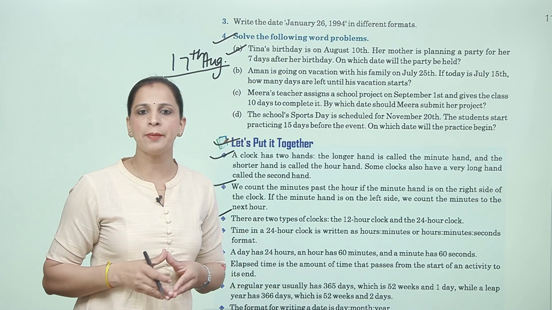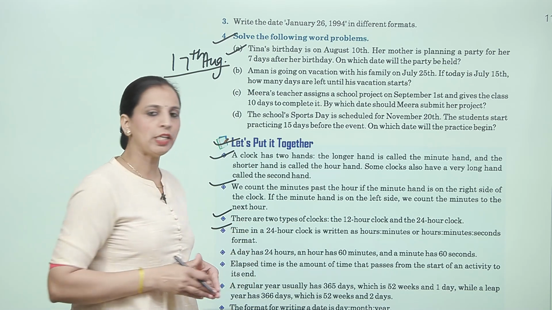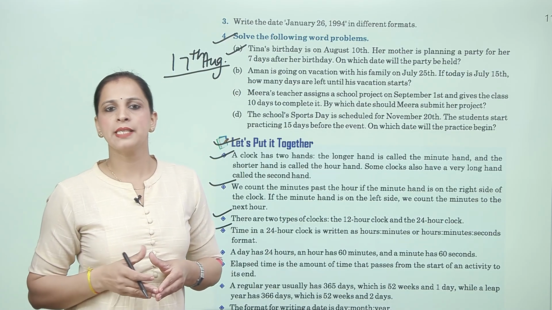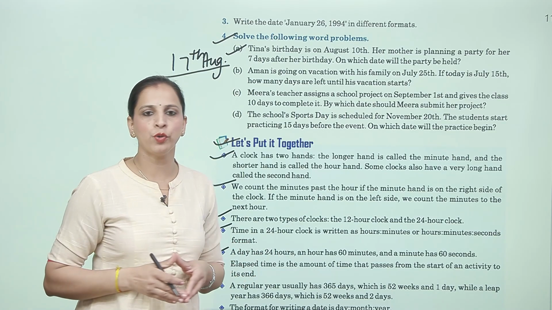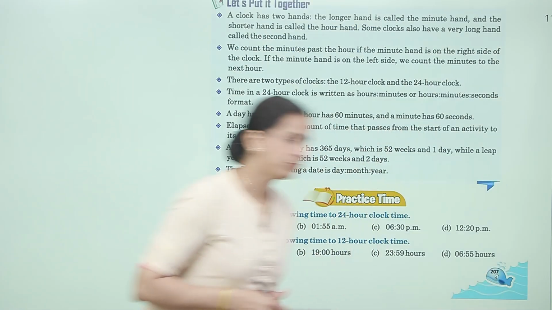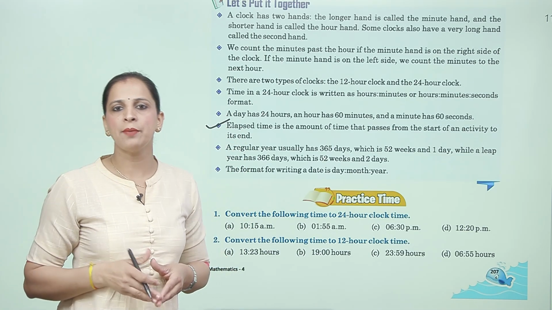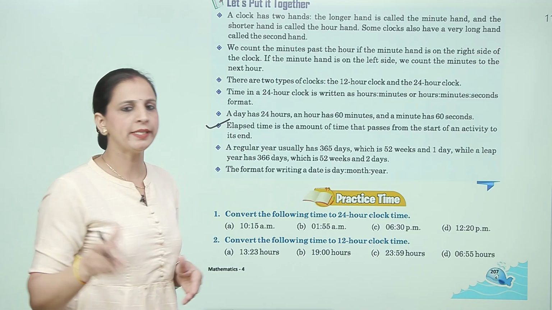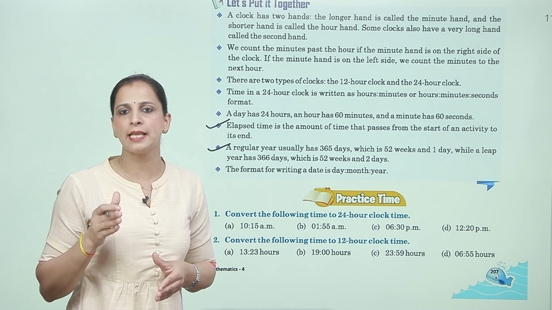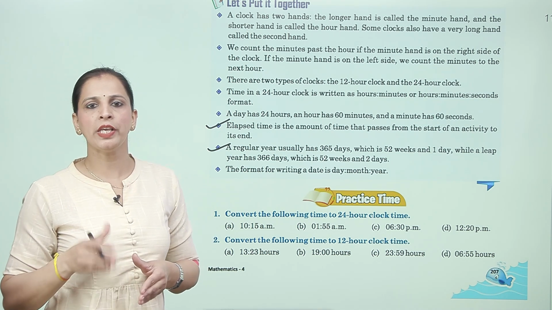Next, there are 2 types of clocks, the 12-hour clock and the 24-hour clock. Time in a 24-hour clock is written in hours minutes or hours colon minutes colon seconds format. A day has 24 hours, an hour has 60 minutes and a minute has 60 seconds. Next, elapsed time is the amount of time that passes from the start of an activity to its end. A regular year usually has 365 days, which is 52 weeks and 1 day, while a leap year has 366 days, which is 52 weeks and 2 days.